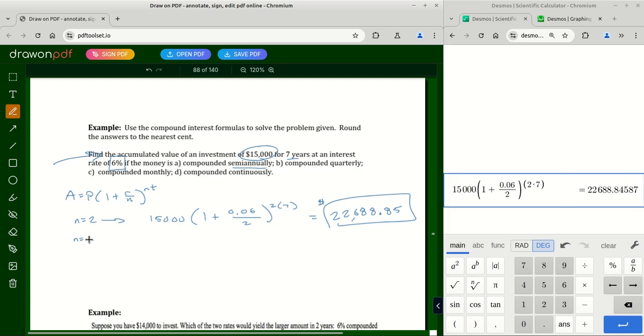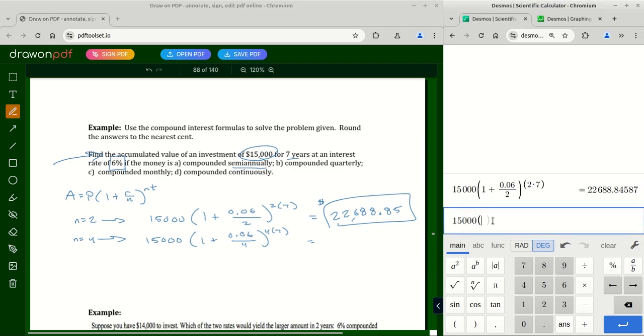It says now quarterly, so n equals 4. I'm going to basically just repeat the process, but everywhere there was a 2, I'm now going to put a 4. 4 times 7 is 28. Exactly.